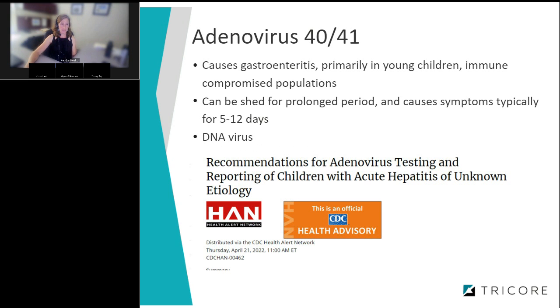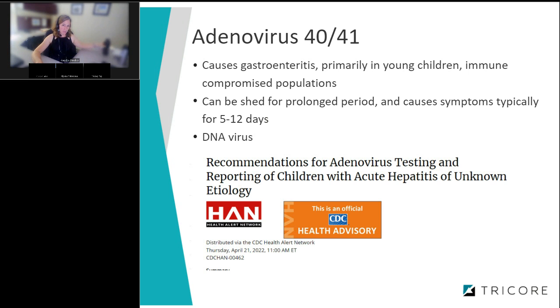And then adenovirus 40 and 41. So there are many different strains of adenovirus that can infect people, but 40 and 41 are primarily associated with GI illness. This causes gastrointestinal illness primarily in young children or immune-compromised populations. It can be shed for a very long period of time, and it typically causes symptoms that last 5 to 12 days. It's a DNA virus.